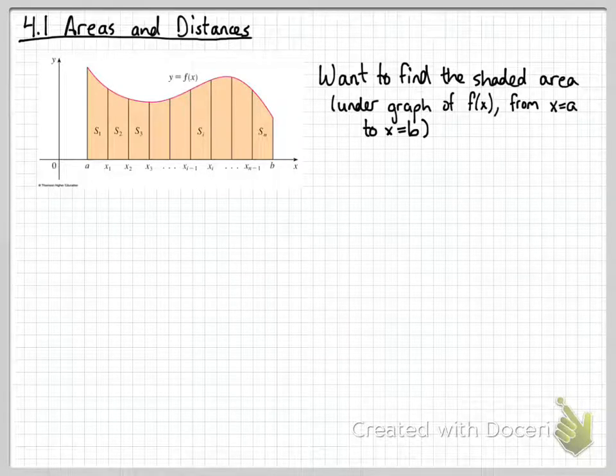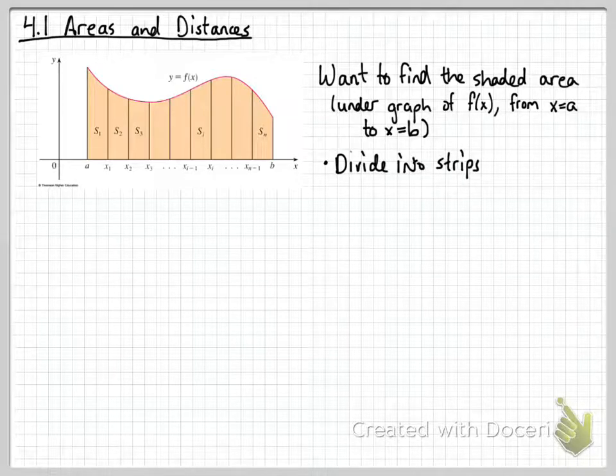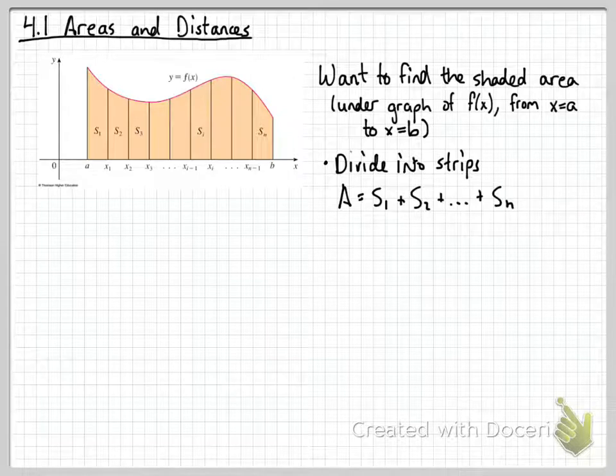So that's the sort of orange shaded area there. And it's a curvy area, right? If it were a triangle or a rectangle or something, I could find its area easily, but it's this weird curvy shape. So what I do is divide it into strips, and the total area I want is the sum of the areas of the strips, so S1 plus S2 plus S3, etc., all the way up to the last strip, Sn.